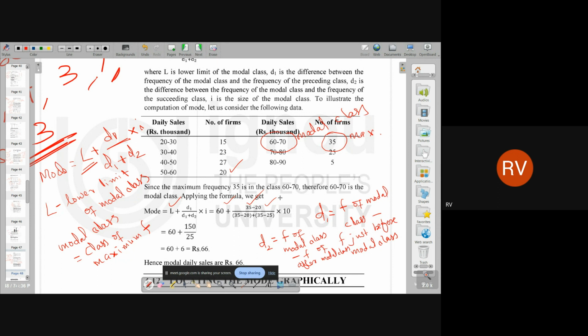D1 is 35 minus 20, that is 15. D2 is F of the modal class, 35, minus F after the modal class, which is 25. That is 10. So 15 into 10 is 150, divided by 15 plus 10, that is 25. 150 by 25 is 6, so the mode is 66.